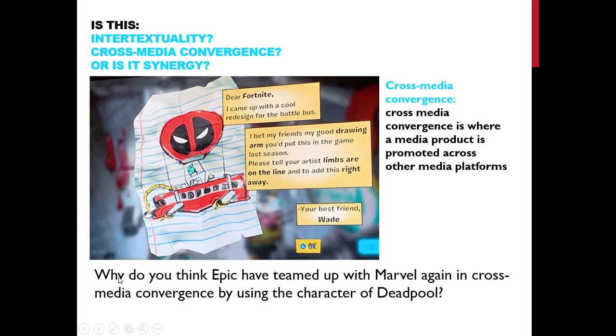I would like you to answer this question. I want you to write your answer in a paragraph in your exercise books or on your paper. Why do you think Epic have teamed up with Marvel again in cross-media convergence by using the character of Deadpool? Why have they done that? I'll give you a couple of minutes to pause it and write your answer to that question. Okay, we're ready to go on now.